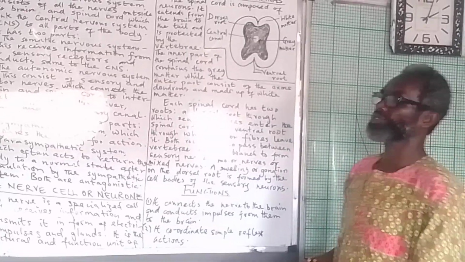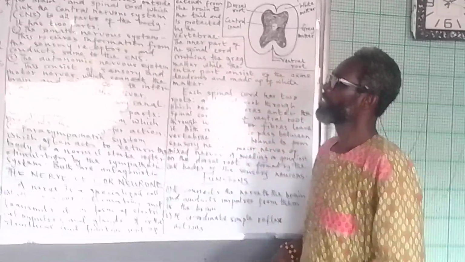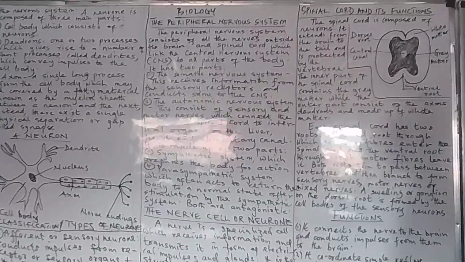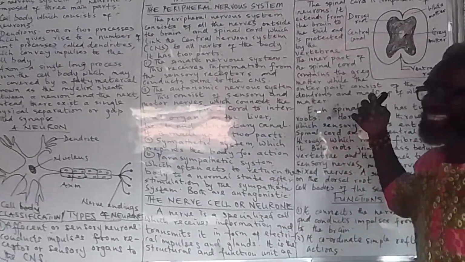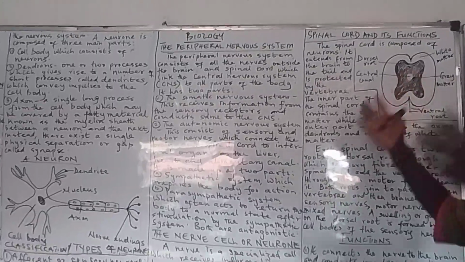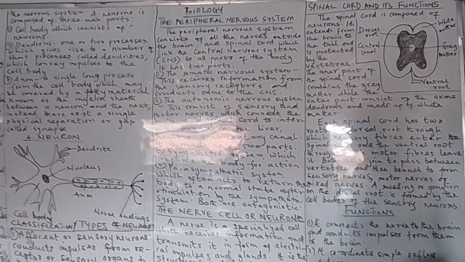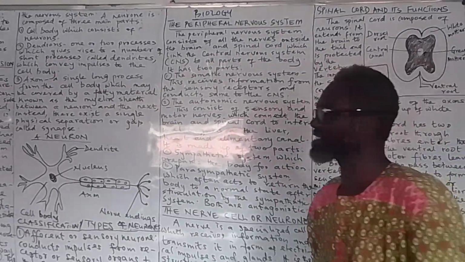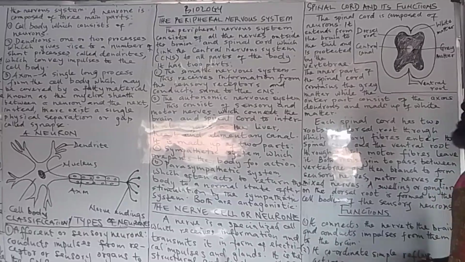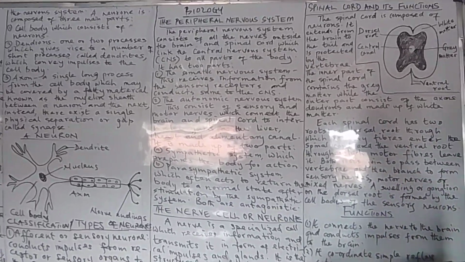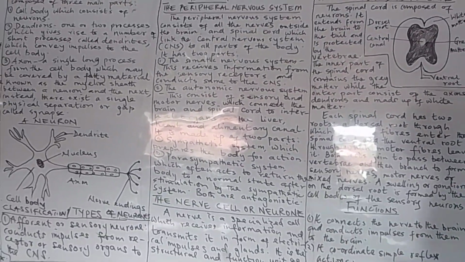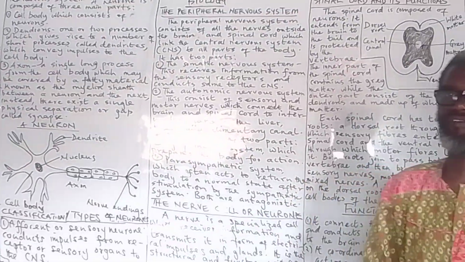So earlier we talked about the brain, and this is the spinal cord under the central nervous system. But the peripheral nervous system, as you can see, consists of all nerves outside the brain and outside the spinal cord, which link to the central nervous system and to all parts of the body. So the peripheral nervous system has two parts. You have the somatic nervous system. What does it do? It receives information from the sensory receptors and conducts the same to the central nervous system.